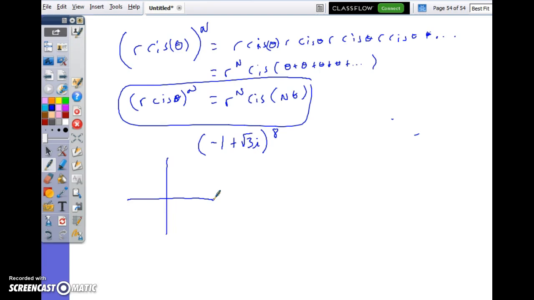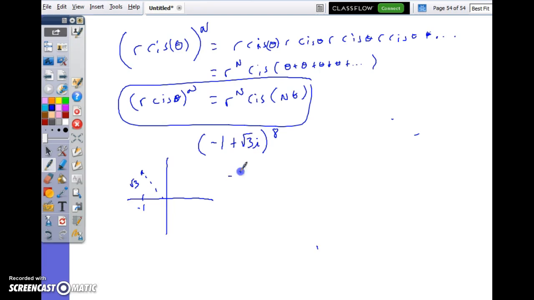You want to help Walker out? Find the hypotenuse. Find the hypotenuse, right? So we go -1 over here. I go up √3. There's my point. Okay? So I just need to figure out r and theta, right?